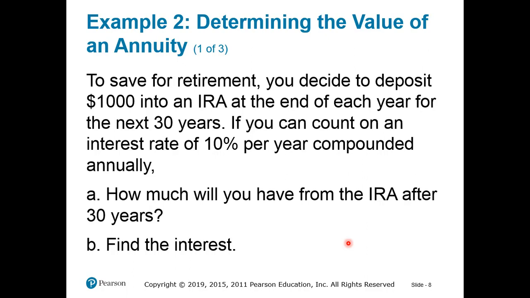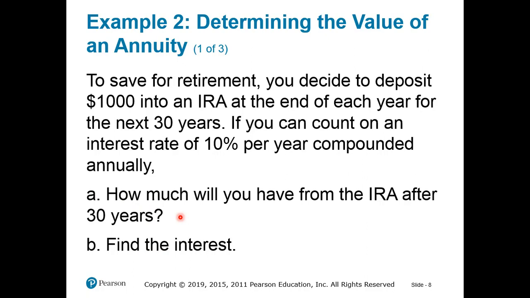So to save for retirement, you decide to deposit $1,000 into an IRA at the end of each year for the next 30 years. If you can count on an interest rate of 10% per year annually, how much will you have in the IRA after 30 years? And then find the interest. Again, to find the interest, we're basically going to subtract $30,000 off of whatever answer we get for part A.